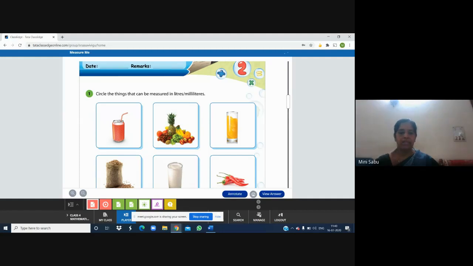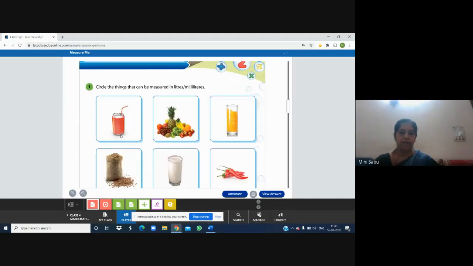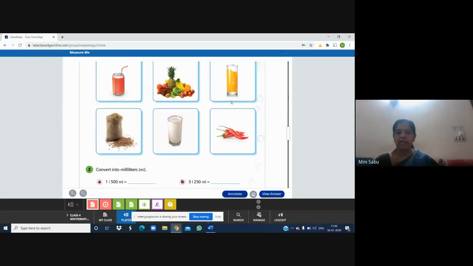So you have to see whether these things can be measured in liter or milliliter. What about this one, this juice? Liter or milliliter you can measure? Yes. So you will put a circle. What about these fruits? Can you measure these fruits in liter or milliliter? Definitely no. So what about the third one? This you can measure in liter or in milliliters. And these grains, what do you feel? Can you measure it in liter or milliliter? No, we used to measure it in kilogram or gram.